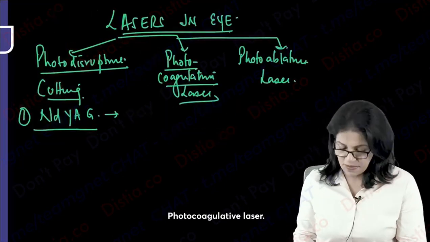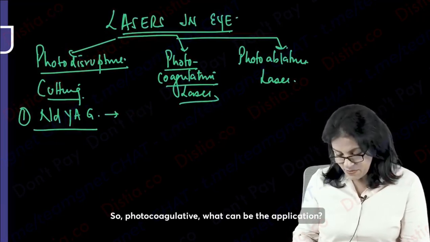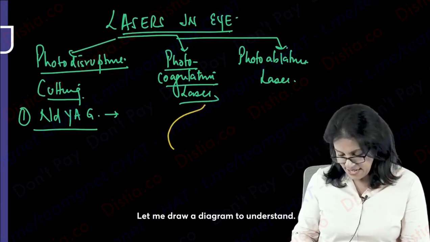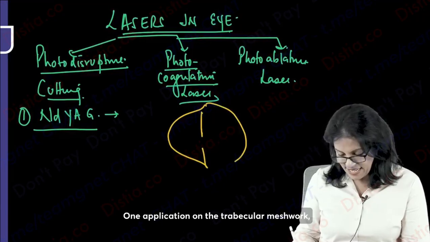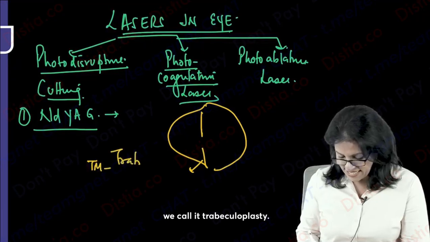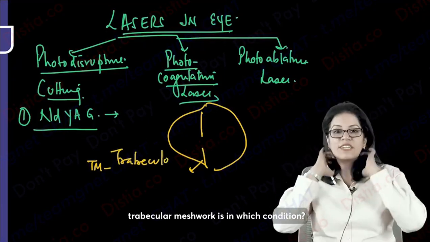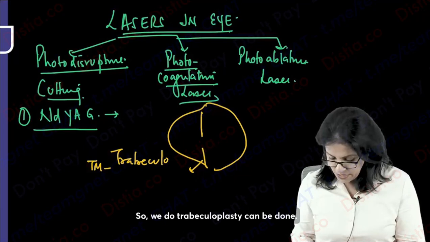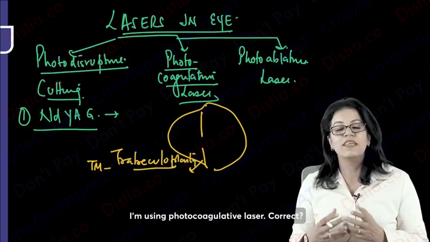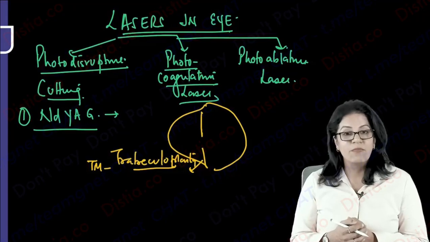Come back to the next type, photocoagulative laser. So photocoagulative, what can be the application? Okay, let's draw a diagram to understand. One application is on the trabecular meshwork, we call it trabeculoplasty, right? Mainly, in which condition is the problem in the trabecular meshwork? Open angle glaucoma. So trabeculoplasty can be done. Wherever I am using the word plasty, I mean I am using photocoagulative laser. Correct? So this is one application.